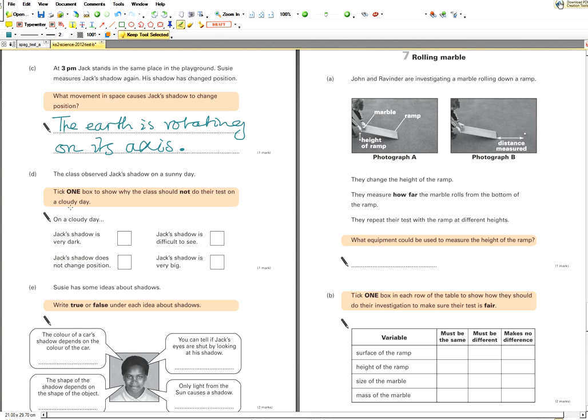Okay, the class observed Jack's shadow on a sunny day. Tick one box to show why the class should not do the test on a cloudy day. Because the sun won't come out, so it'll be cold in the class? No. It's difficult to see a shadow on a day when there's no sunlight, on a cloudy day. So Jack's shadow is difficult to see. That one is the answer.